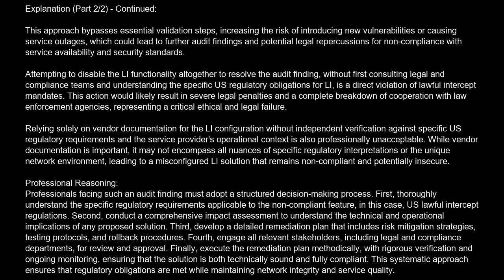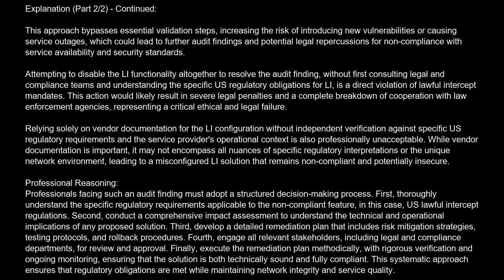Professional reasoning. Professionals facing such an audit finding must adopt a structured decision-making process. First, thoroughly understand the specific regulatory requirements applicable to the non-compliant feature. In this case, U.S. lawful intercept regulations. Second, conduct a comprehensive impact assessment to understand the technical and operational implications of any proposed solution. Third, develop a detailed remediation plan that includes risk mitigation strategies, testing protocols, and rollback procedures.